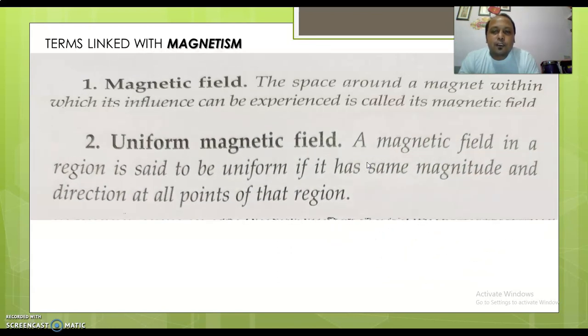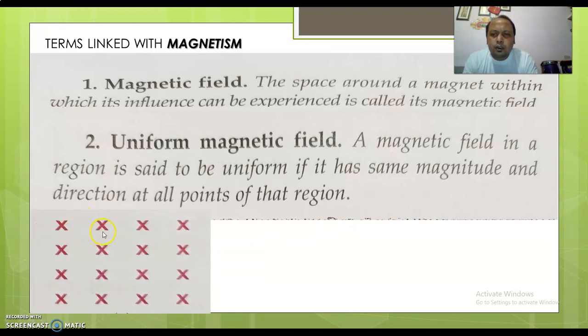Now, a magnetic field can be uniform also, it can be non-uniform also. Here we will discuss the uniform magnetic field and we will see some examples. A magnetic field in a region is said to be uniform if it has the same magnitude and same direction at all points of that region. Okay, suppose a region is given and you are told that there is a uniform magnetic field. It means the magnetic field will have the same magnitude and direction at that region. Magnetic field is a vector quantity, it has a magnitude as well as direction.